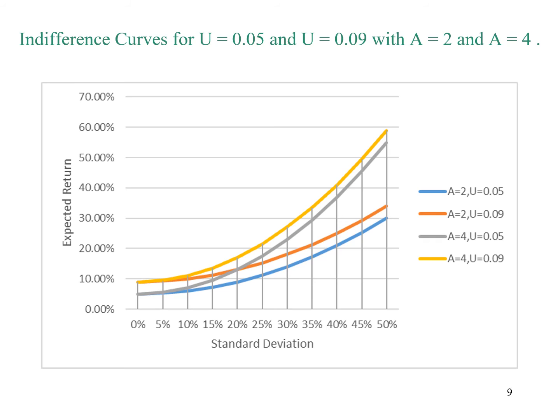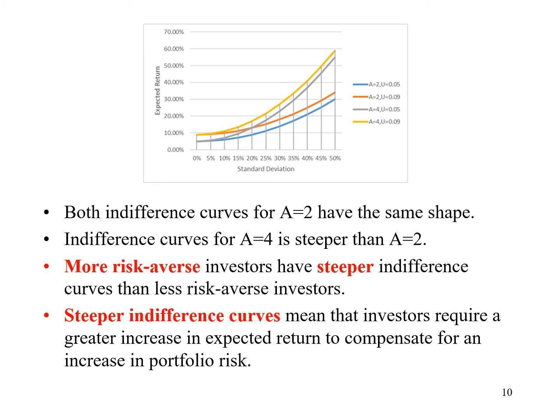Here we have 4 indifference curves. Observe the figure. What kind of characteristics about the indifference curve do you observe? Let's compare indifference curves with risk aversion of 2 and risk aversion of 4. Do you notice that both indifference curves for A equals 2 have the same shape? The indifference curve for A equals 4 is steeper than A equals 2. This means more risk-averse investors have steeper indifference curves than less risk-averse investors.